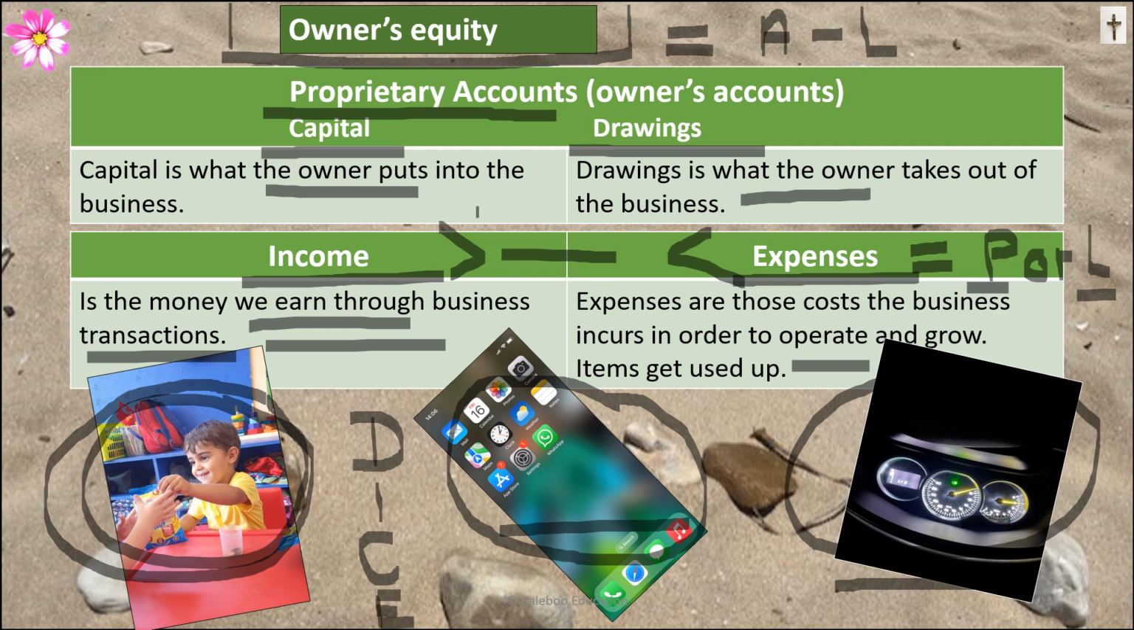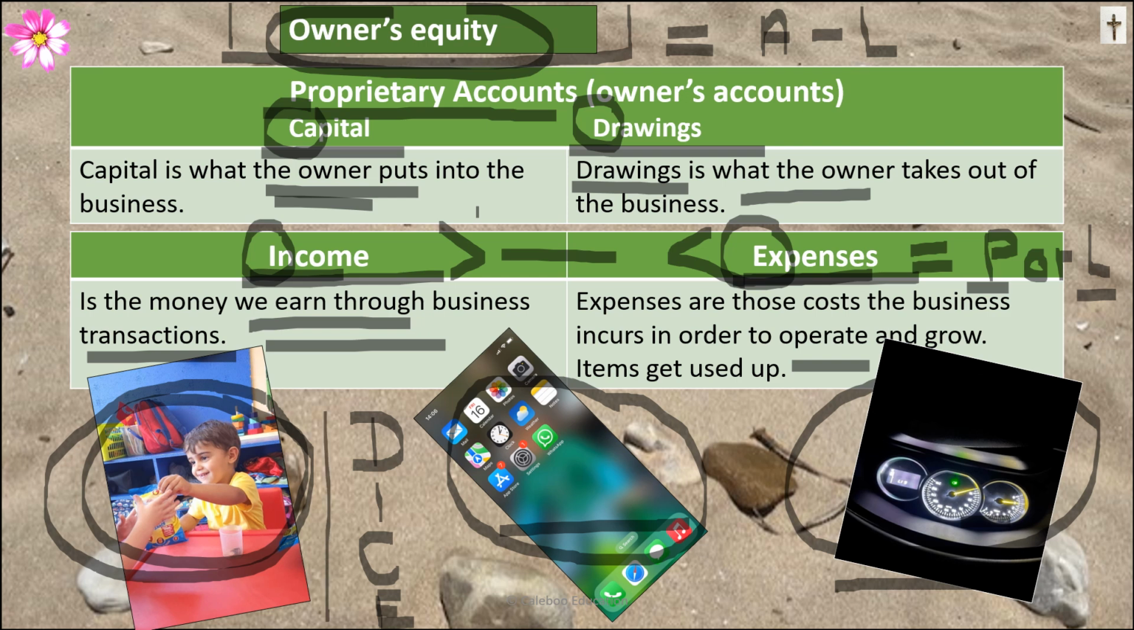As you can see underneath owner's equity, there are 4 items or classifications, categories. You got capital, drawings, income, and expenses. And that makes, if I take an acronym, the D from drawings, the I from income, the C from capital, and the E from expenses. There's the acronym DICE.